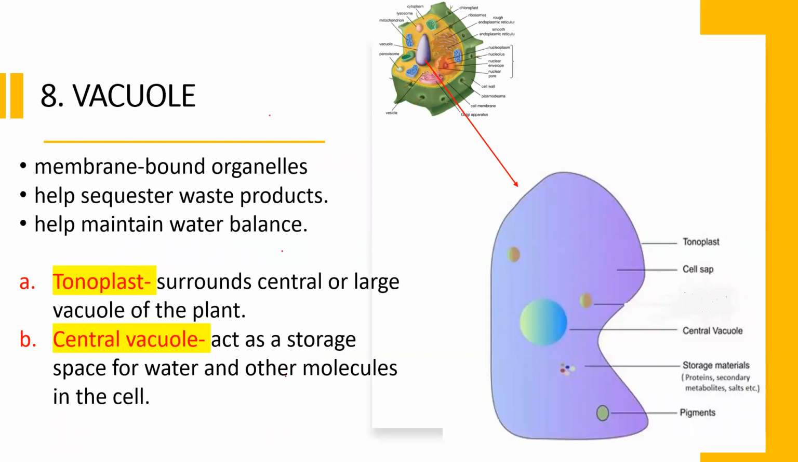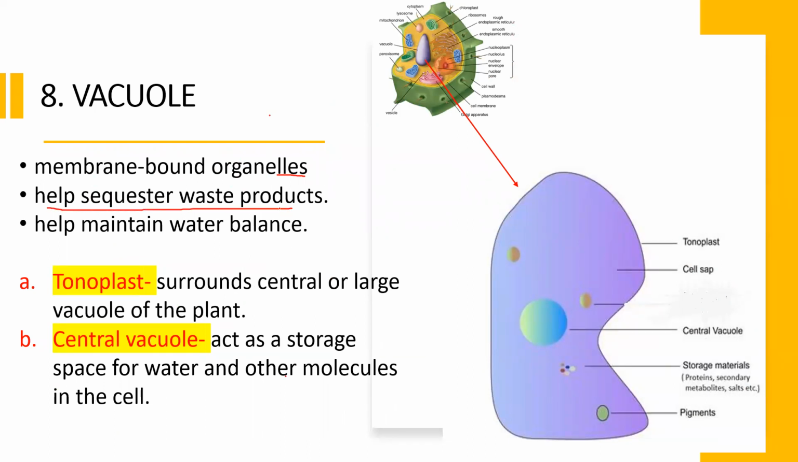Next, last one is the vacuole. So, what do we mean by vacuole? So, the vacuole is the membrane-bound organelle, and the vacuole will also help sequester waste products.